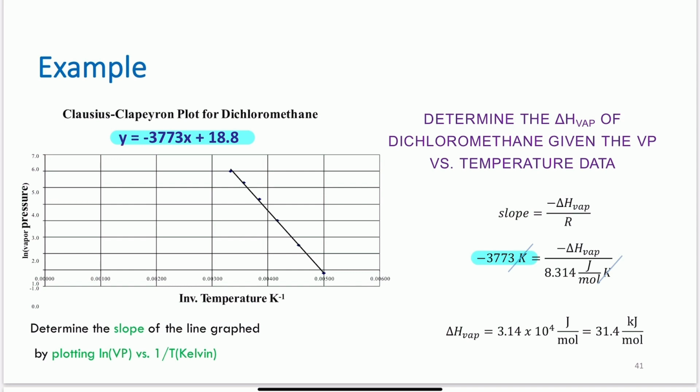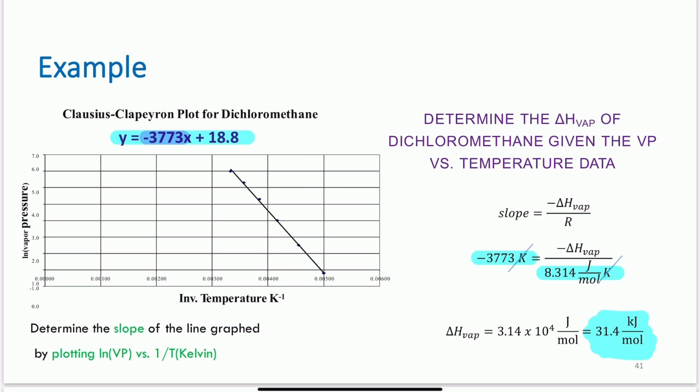I get my slope from the plot itself. I know my value of R, 8.314 joules per mole K. I can then simply solve for delta H vaporization. We find delta H vaporization is 3.14 times 10 to the 4th joules per mole, which I convert to 31.4 kilojoules per mole. I can then use this information for another calculation. It's a great way for me to get the piece of information I need for another calculation.